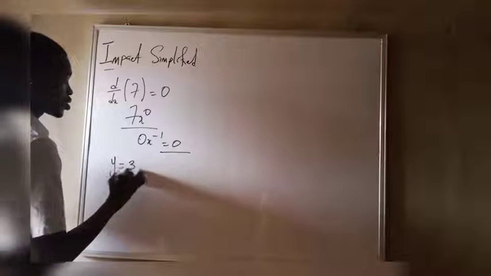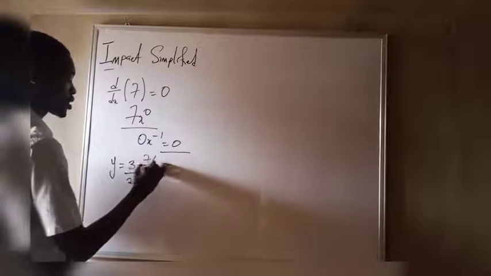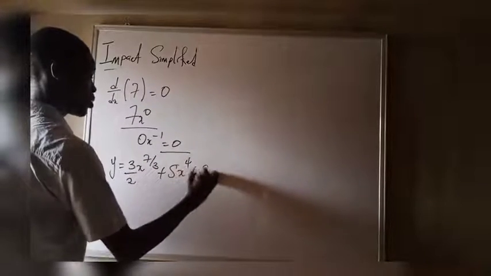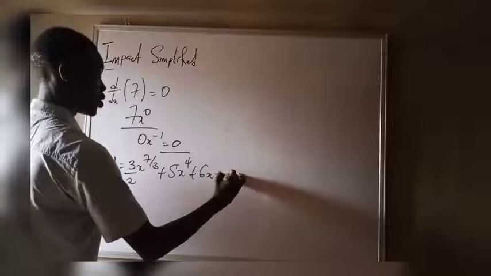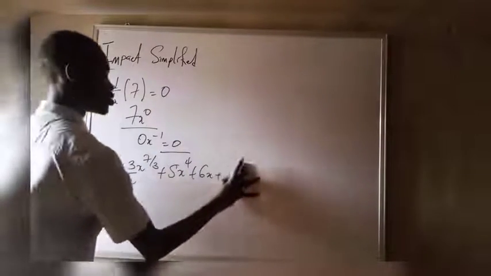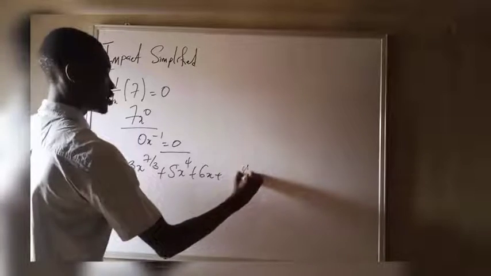Now let's look at this. If y is equal to 3 over 2x raised to the power 7 over 3 plus 5x raised to the power 4 plus 6x plus the square root of x. The first thing we have to do here is to remove the square root of x and change it to what?